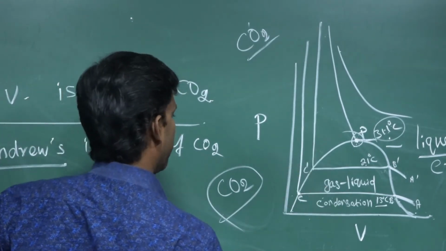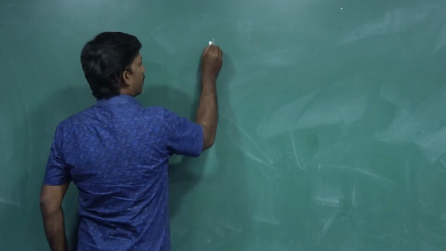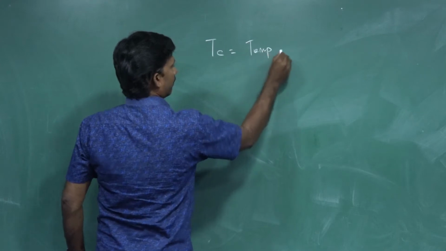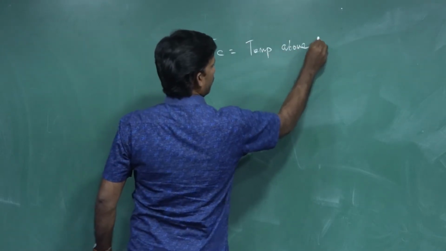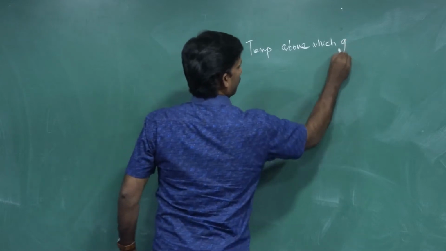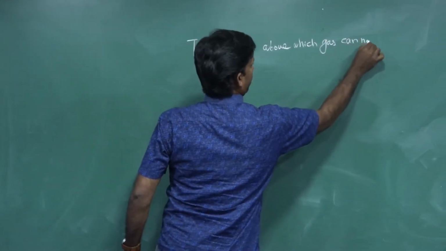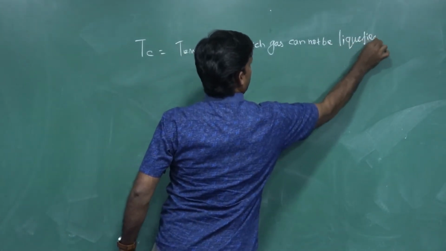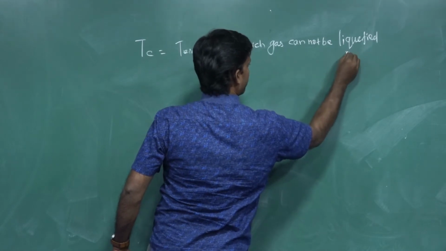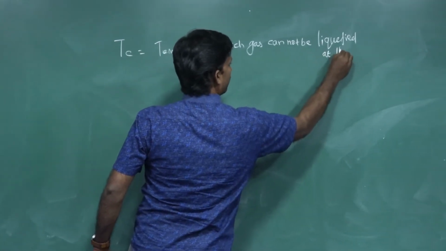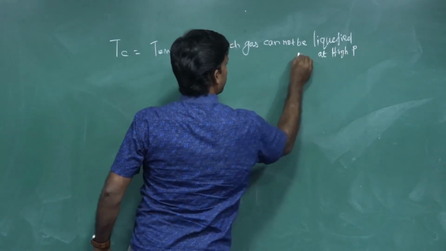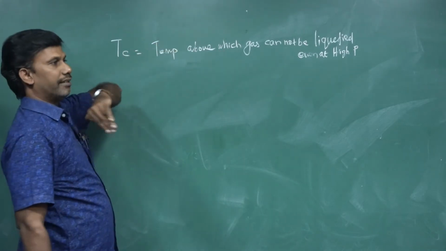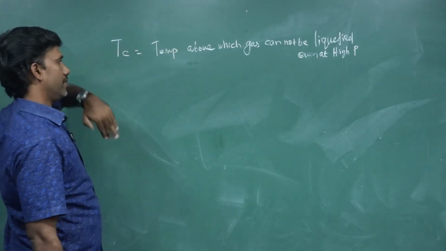Now we can define the critical conditions. Let us say what the critical temperature is. Critical temperature is the temperature above which a gas cannot be liquefied even at a high pressure. That particular temperature is called the critical temperature, denoted by Tc.